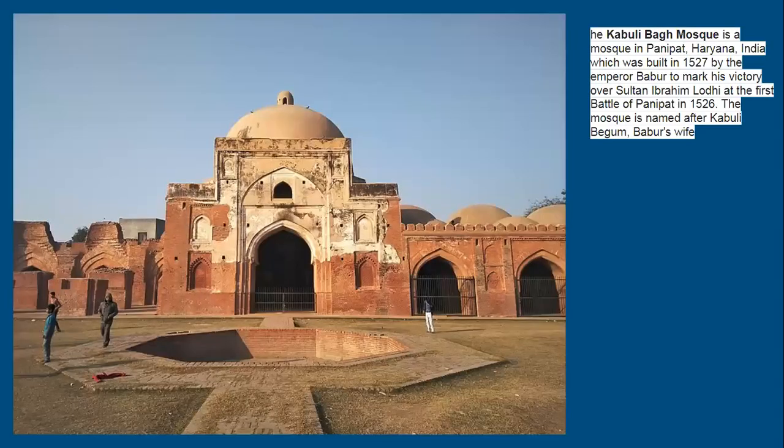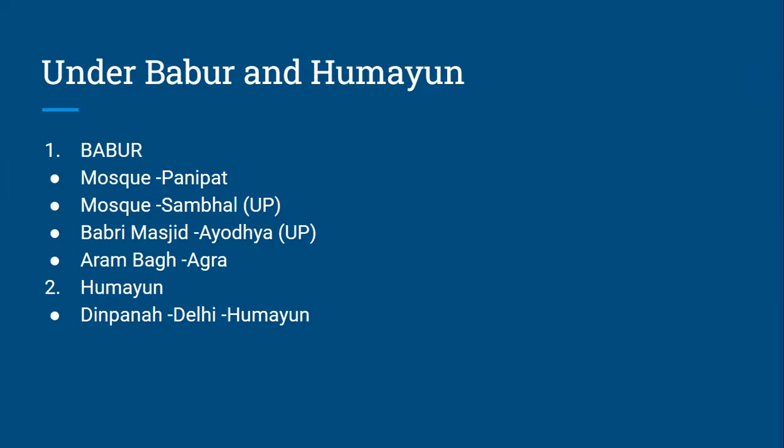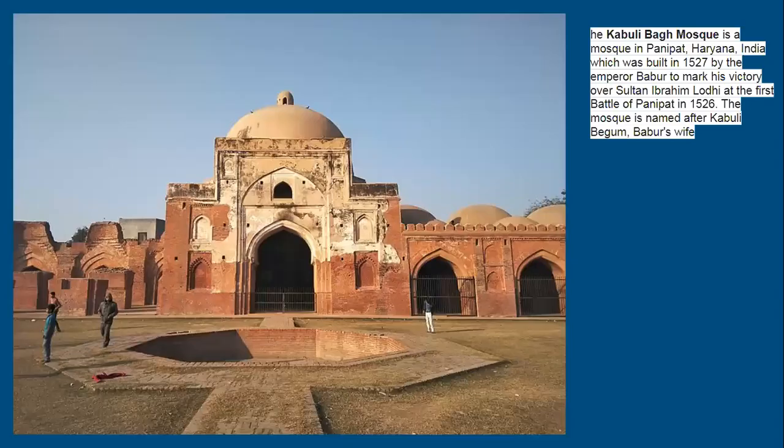and then the Suri dynasty built their own structure, which is called Purana Qila, which we'll see in the next session. Okay, so this is the Panipat mosque, that is the first mosque built by Babur at Panipat, which is also called the Kabuli Bagh Mosque. I mentioned that it was a commemorative mosque by Babur in order to commemorate his victory over Ibrahim Lodi, and it is said that it is named after his Begum, Kabuli Begum.